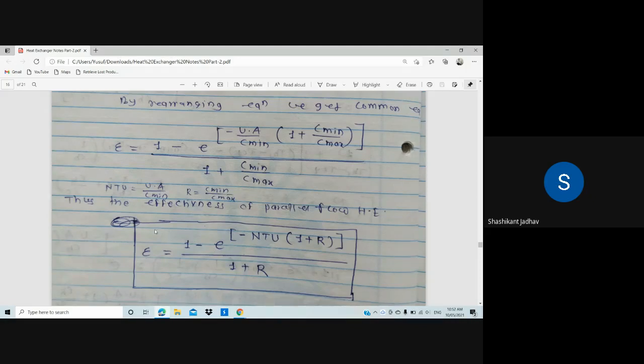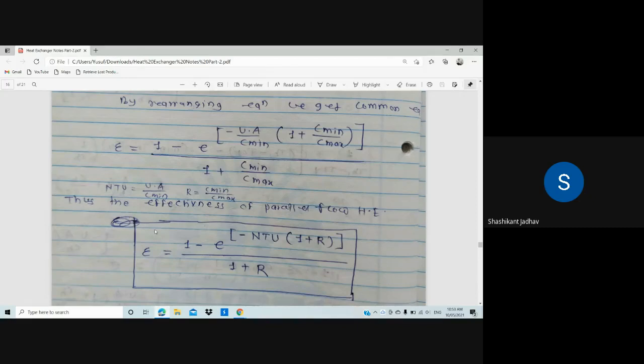So epsilon is equal to 1 minus e raised to minus U into A divided by C minimum, into bracket 1 plus C minimum upon C max, divided by 1 plus C minimum upon C max. Okay, so this is the common equation.